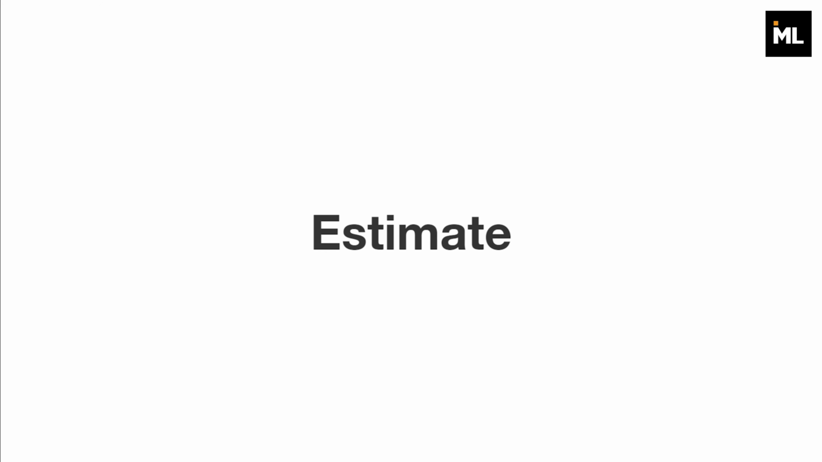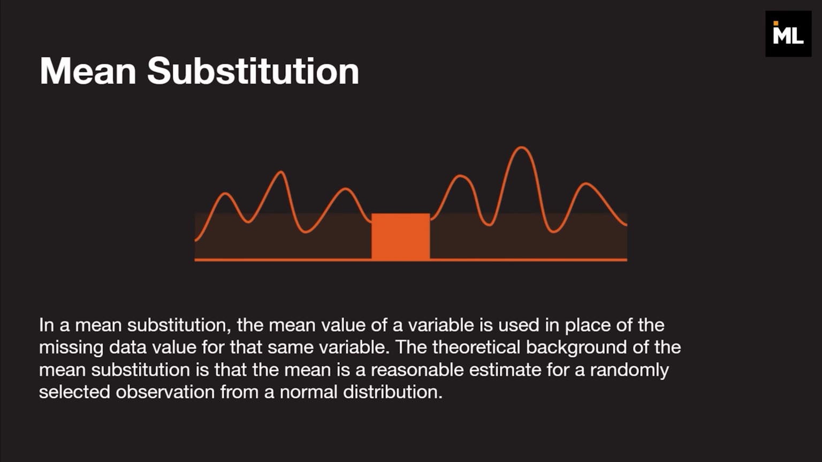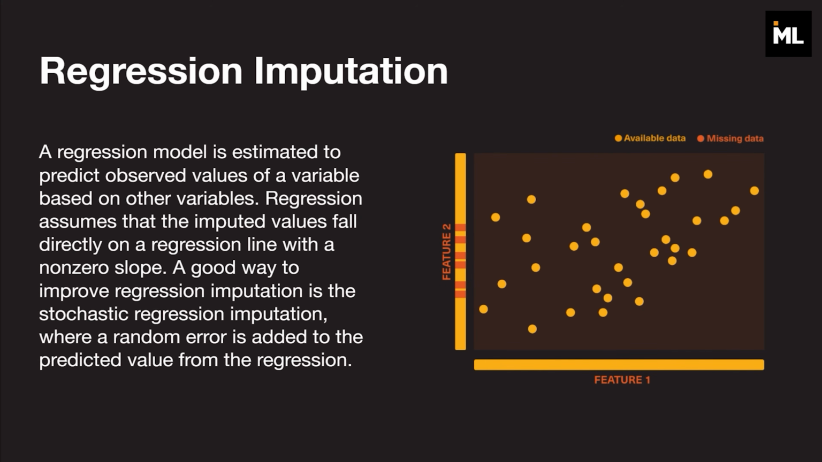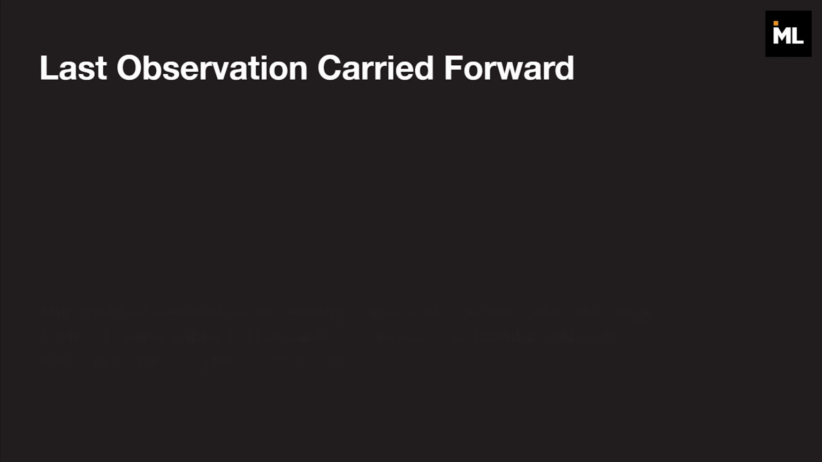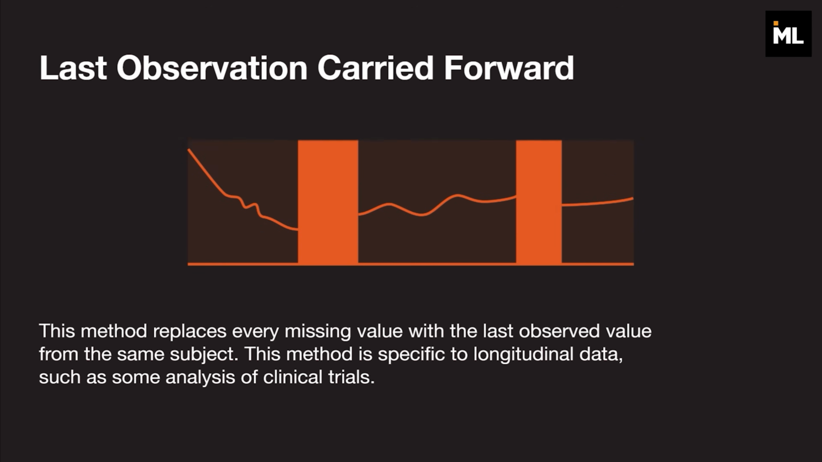This can be done using a variety of methods, such as mean imputation. This method replaces missing values with the mean of the values in the same column. This is a straightforward approach that can be effective when the data is normally distributed. You can also try regression imputation. A regression model is estimated to predict observed values of a variable based on other variables. Regression assumes that the imputed values fall directly on a regression line with a non-zero slope. Last observation carried forward is another simple imputation method. This method simply replaces every missing value with the last observed value from the same subject.